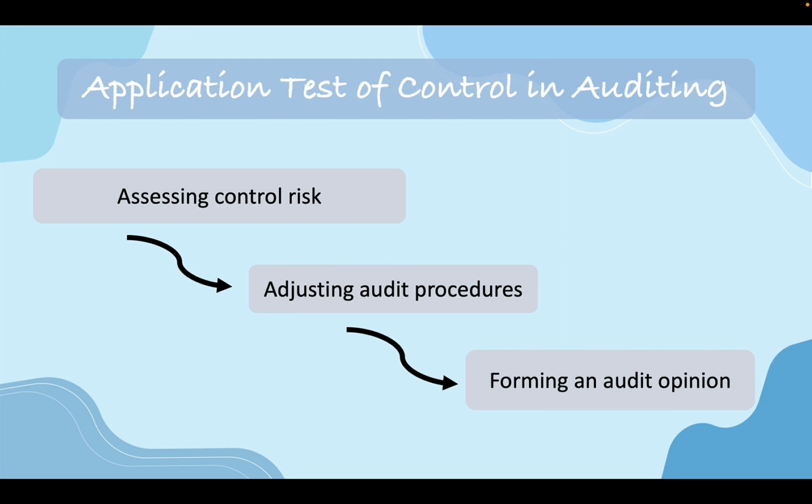The ninth step, adjusting audit procedures. Depending on the assessment of control risk, auditors adjust their audit procedures. If control risk is low, auditors may perform fewer substantive procedures. If control risk remains high, auditors may increase substantive testing. Lastly, forming an audit opinion. After conducting tests of controls, auditors consider the result along with other audit procedures and evidence to form an overall opinion on the fairness and accuracy of the financial statements.